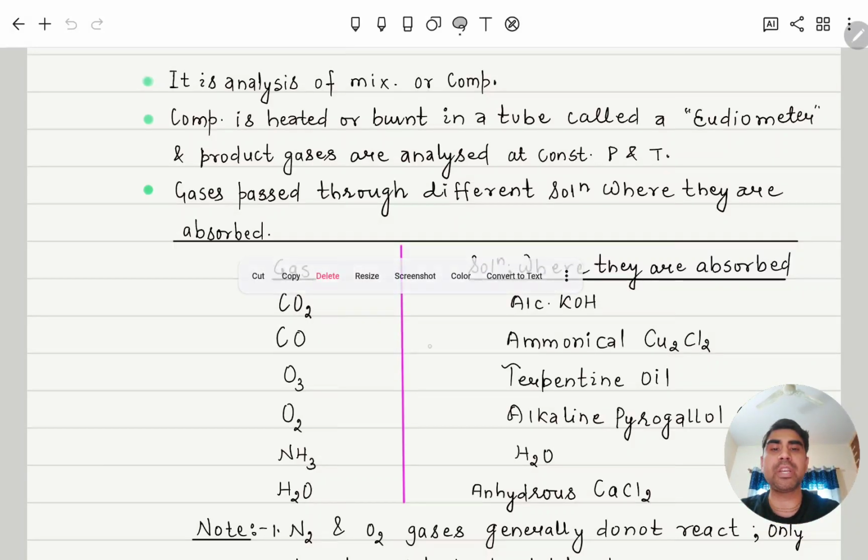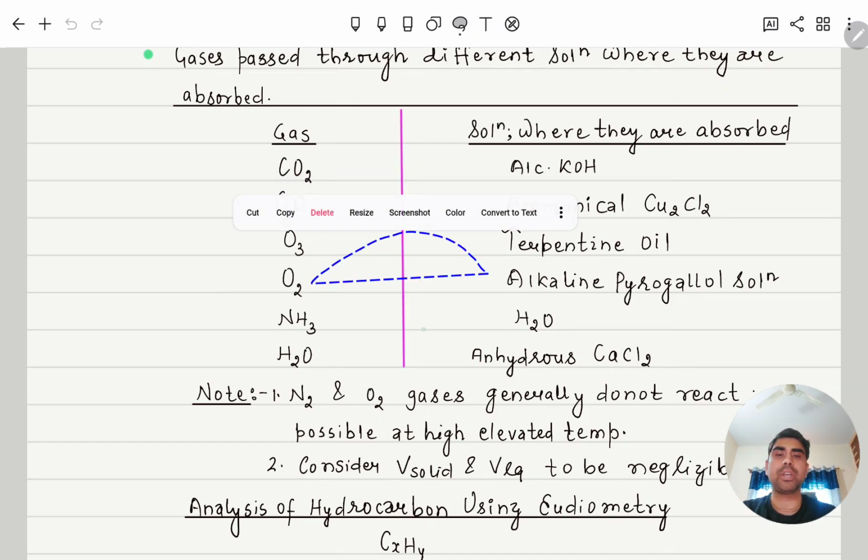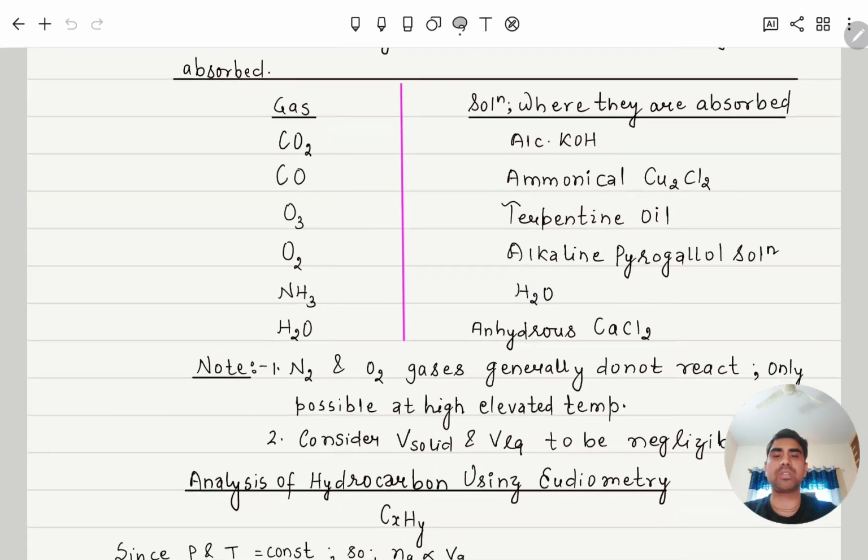So CO2 is dissolving in alcoholic KOH, CO is dissolving in ammonical Cu2Cl2, ozone is dissolving in turpentine oil, O2 is dissolving in alkaline pyrogallol solution, NH3 is dissolving in water, and H2O is absorbed in anhydrous CaCl2.